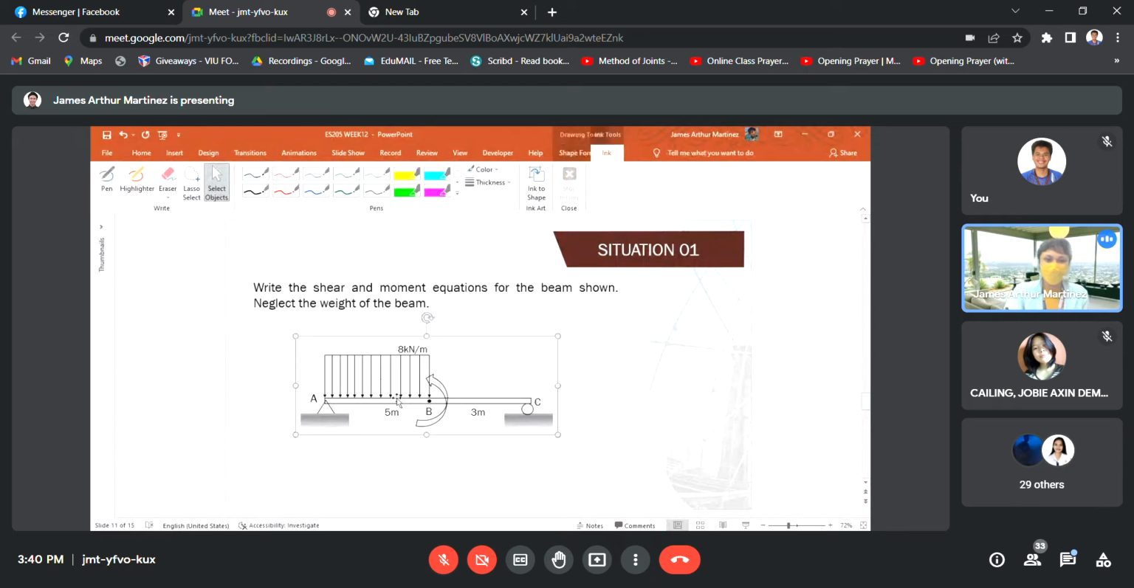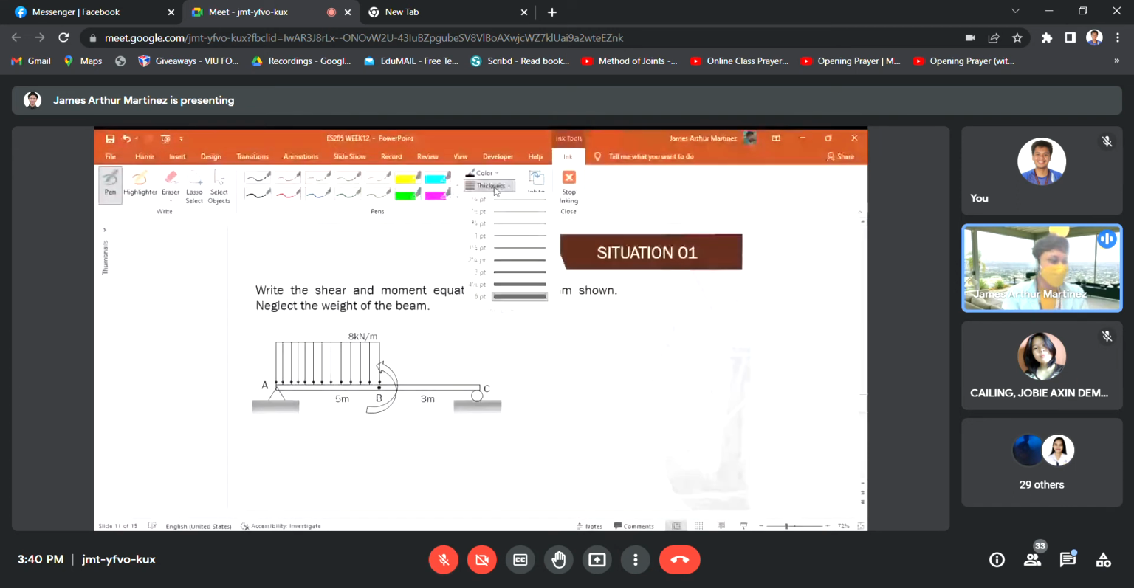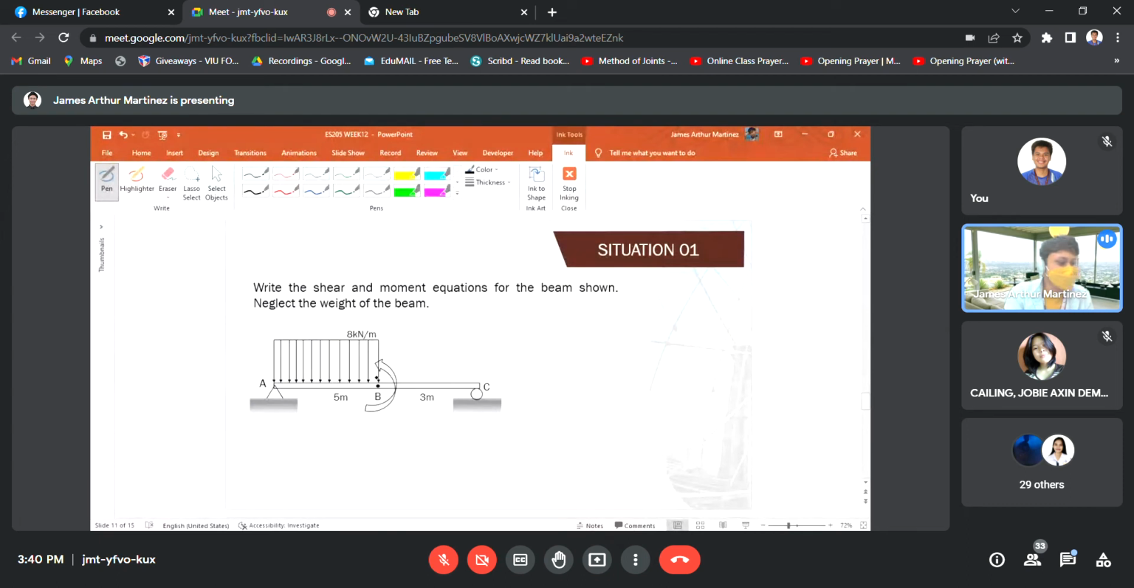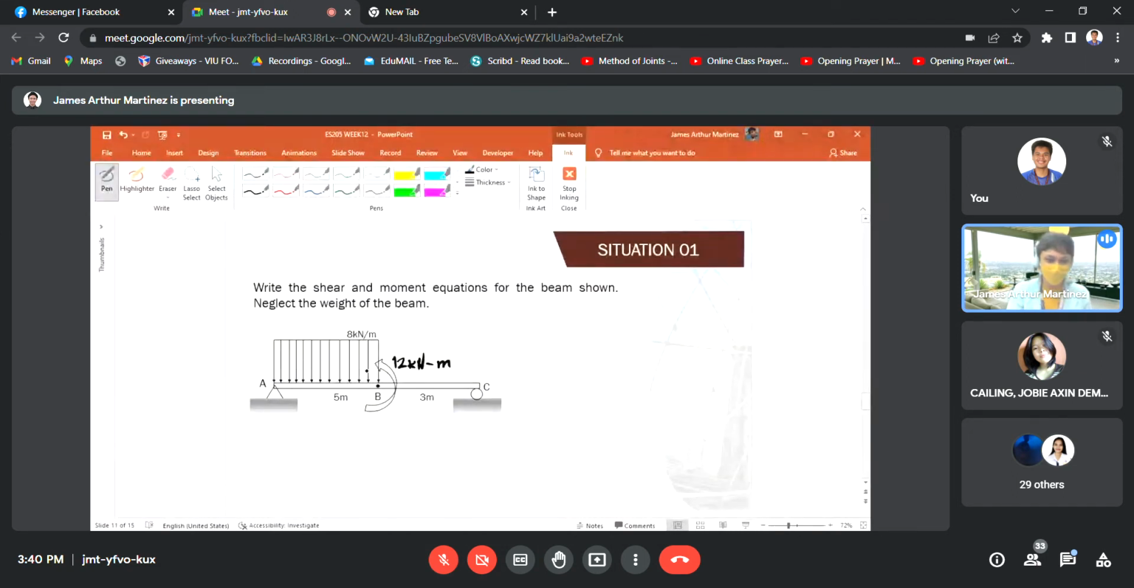Okay. So, this is a simply supported beam. For a while, the magnitude of the applied moment at point B was lost. Wait, let me check my reference. Okay, so the applied moment at point B is 12 kilonewton meters. So, we have this given loading, right?